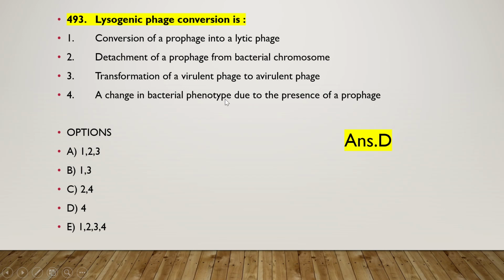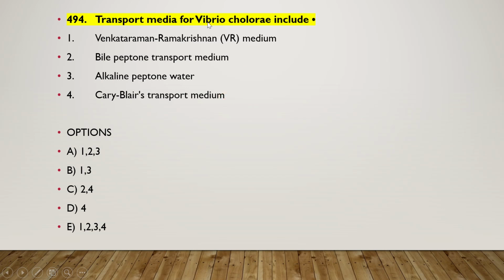So next one is the transport media for Vibrio cholerae include Venkataraman Ramakrishnan, that is the VR medium, or bile peptone transport medium, alkaline peptone water, Cary-Blair transport medium. And the right answer is option E. So all are the transport medium used for Vibrio cholerae.